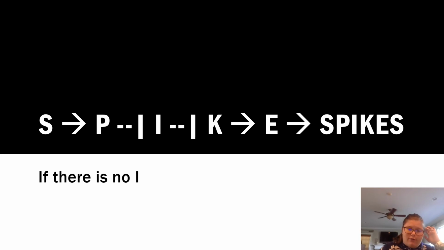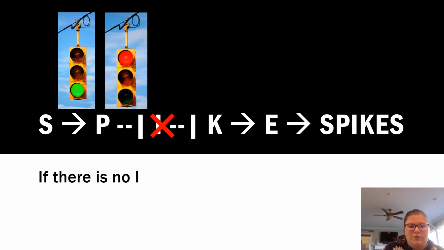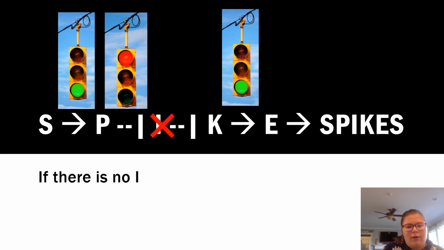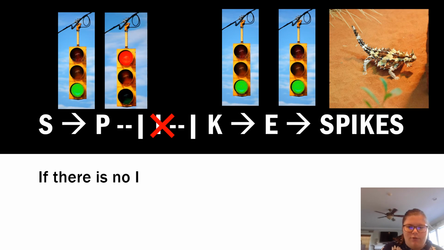If there is no I in this mutant's case, S is of course a green light to P, which then blocks I as a red light, but because there's no I, that doesn't really matter. Once we get to K, K is a green light for E to stimulate spikes for our lovely cute little thorny dragon.